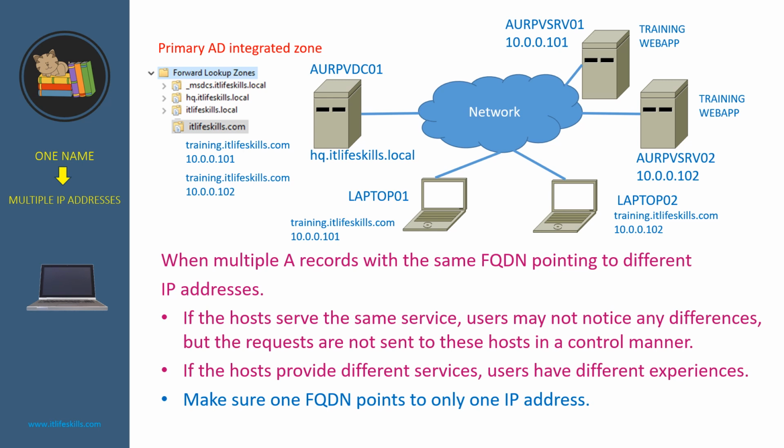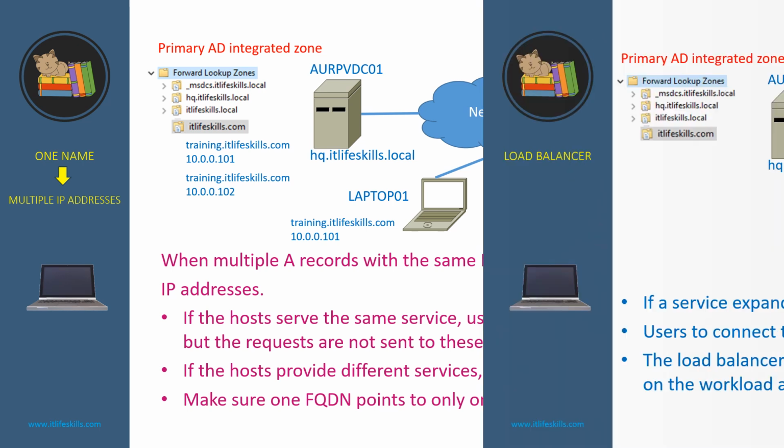For example, in this case, server 2, instead of providing the chaining web app, provides the file service. It means laptop 1 still can access the chaining web app on server 1, and laptop 2 cannot access the chaining web app. So we need to make sure one fully qualified domain name points to only one IP address.